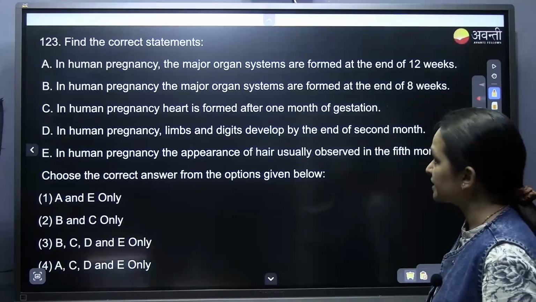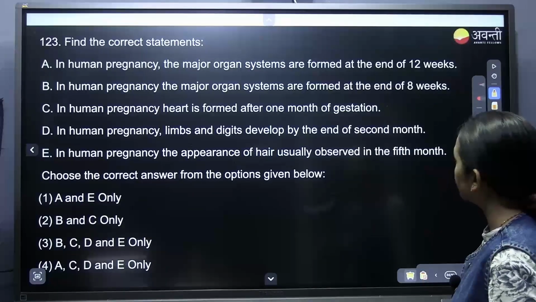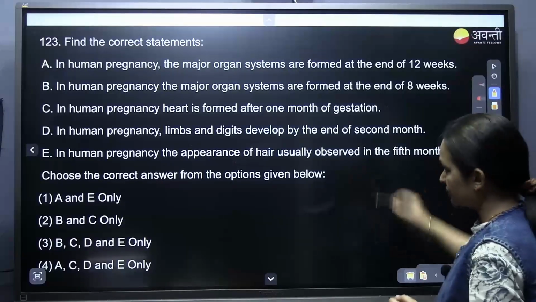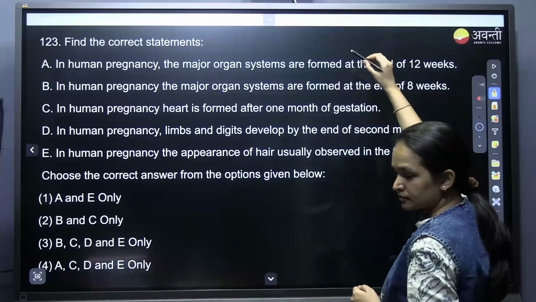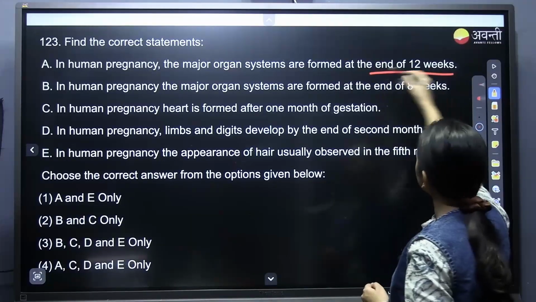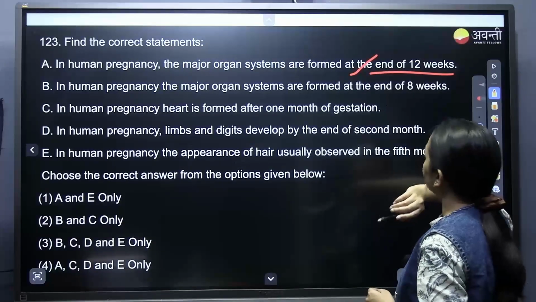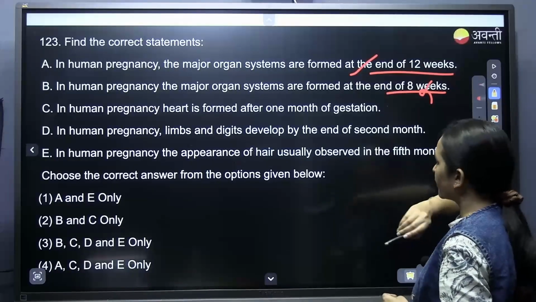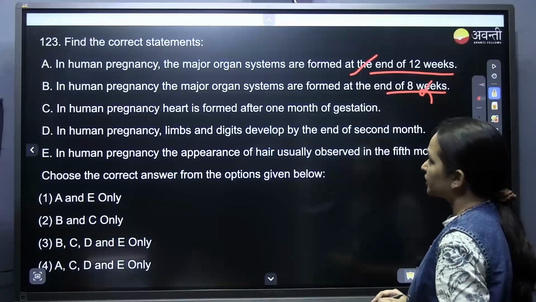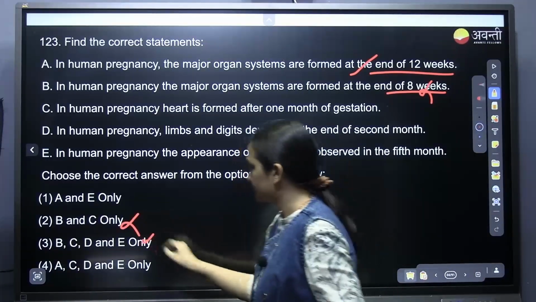Find the correct statements. In human pregnancy, the major organ systems are formed at the end of 12 weeks. Is it true or false? At the end of 12 weeks? Yes, it does. In human pregnancy, the major organ are formed at the end of 8 weeks. No, not 8 weeks, it is 12 weeks. Okay, we can eliminate these two.